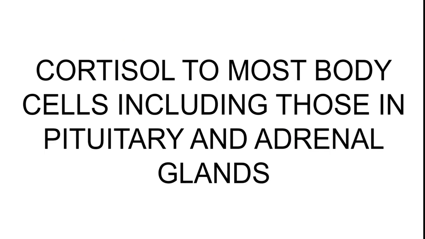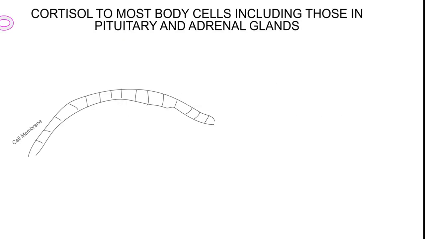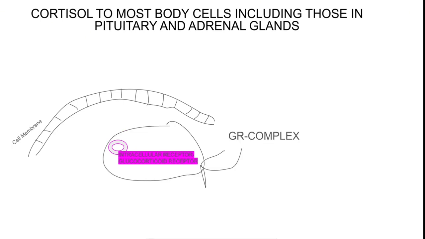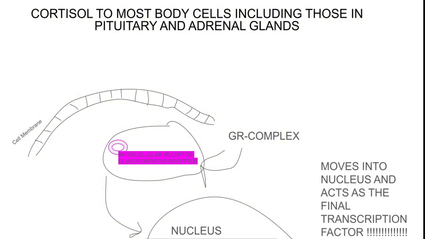Last of the three, cortisol to body cells, including the pituitary gland and adrenal glands. So here we have cortisol, and since it's a steroid hormone, it can passively diffuse through the cell membrane. And cortisol binds to intracellular receptors, specifically the glucocorticoid receptor. Once it's bound, it forms a GR complex, and this GR complex itself moves towards the nucleus and acts as the transcription factor. So that's what normally happens.